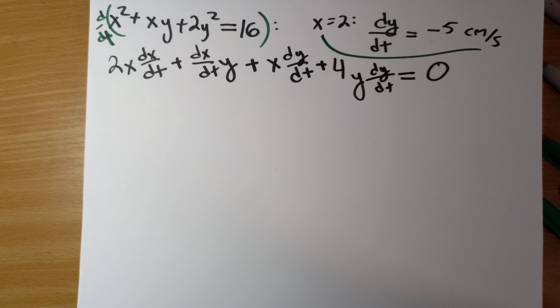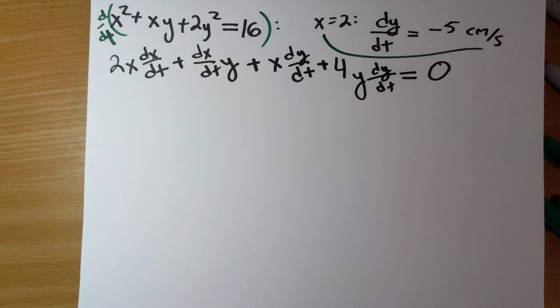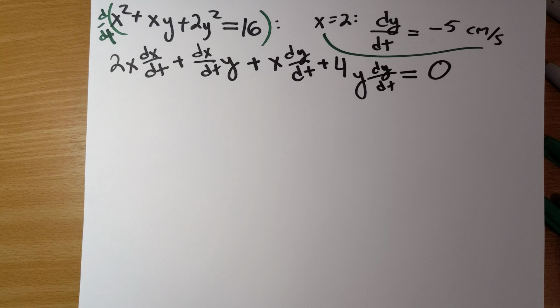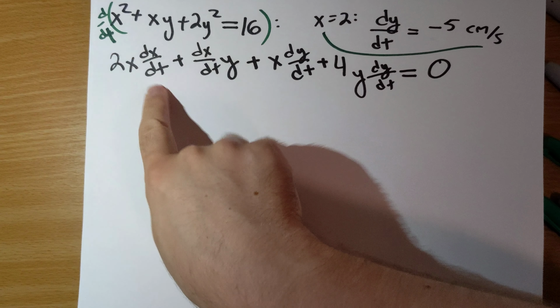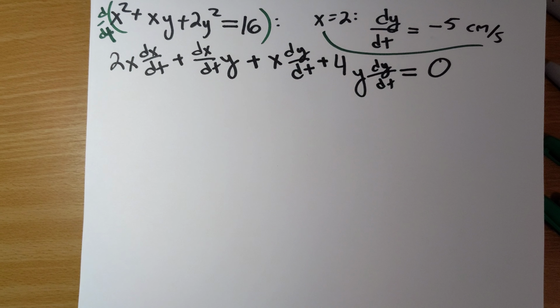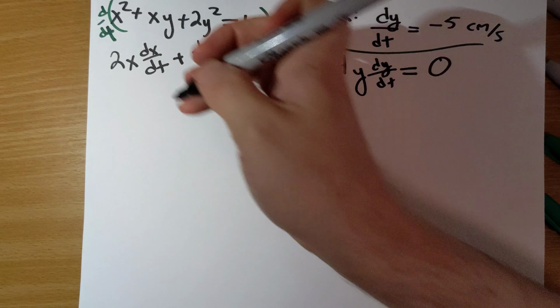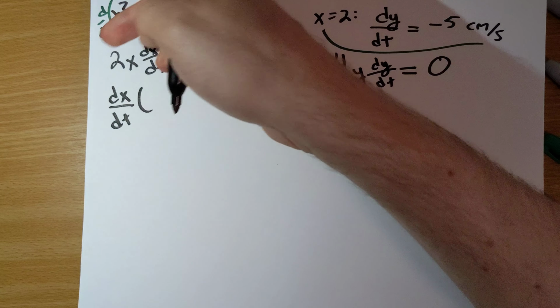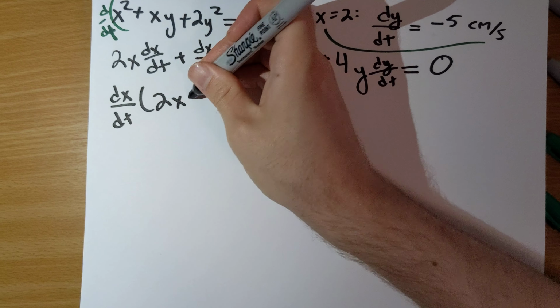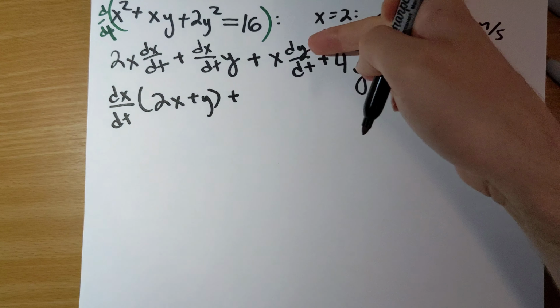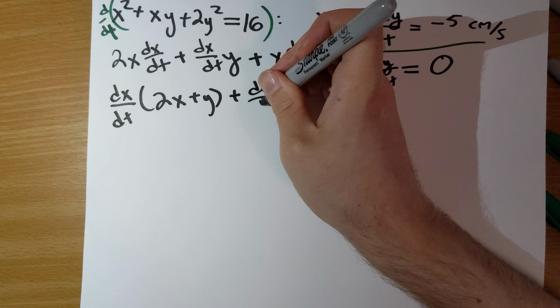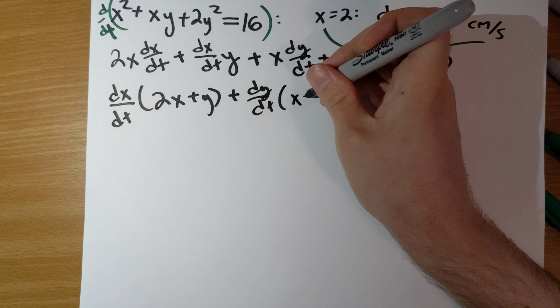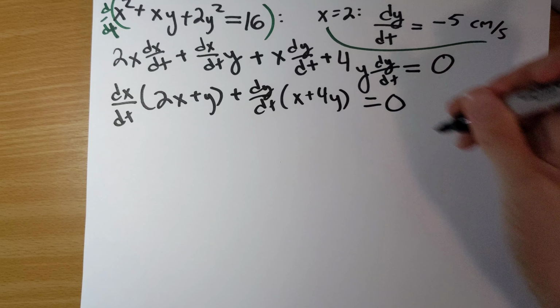Okay, so this is what we have going on here for the equation that relates x and y and dx/dt and dy/dt together. Let's just factor out the dx/dt and the dy/dt on the left. So dx/dt times (2x plus y) plus dy/dt times (x plus 4y) is equal to 0.